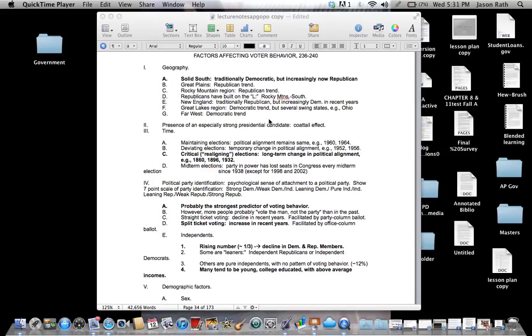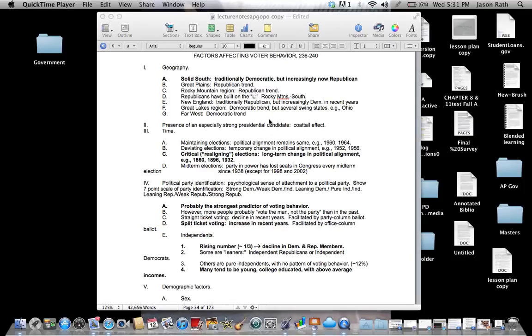New England has been traditionally Republican, but increasingly Democratic in recent years, and kind of switching back to the Democratic way. The Great Lakes region has a Democratic trend, but several swing states, like Ohio. But the swing states, remember, can go either way in an election. And then the far west, a Democratic trend: us, Washington, Oregon. We are all Democratic because we're on the west.